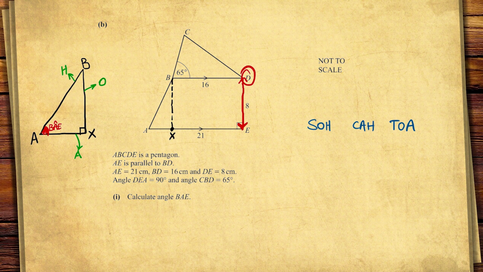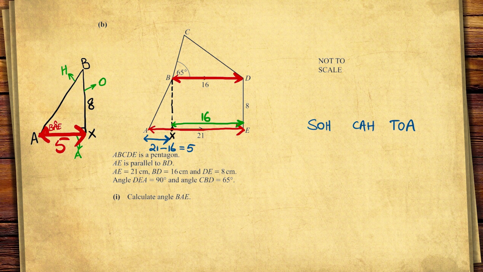Now the length of this side DE is 8 centimeters, and that means this side BX will also be 8 centimeters. So BX is 8 centimeters. Now this side AE is 21 centimeters. And this length from B to D is 16 centimeters. And that means this length is also 16 centimeters. To get this length AX, we can subtract 16 from 21 and we'll get 5 centimeters. So this length from A to X is 5 centimeters.